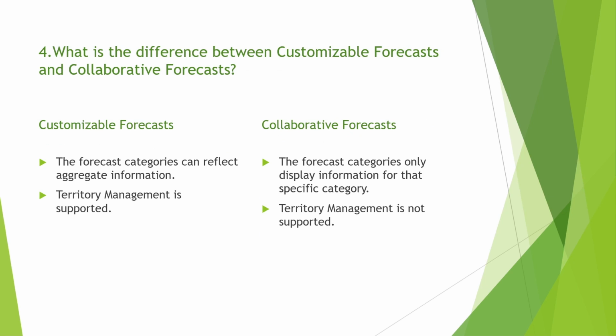What is the difference between customizable forecasts and collaborative forecasts? Customizable forecasts. The forecast categories can reflect aggregate information. Territory management is supported. Collaborative forecasts. The forecast categories only display information for that specific category. Territory management is not supported.